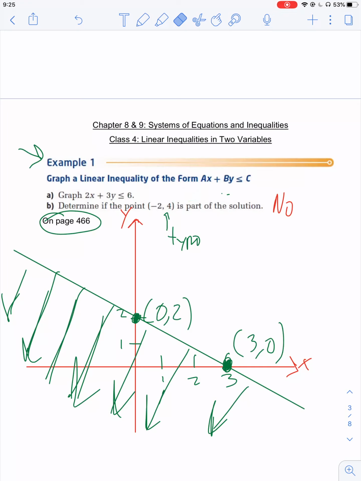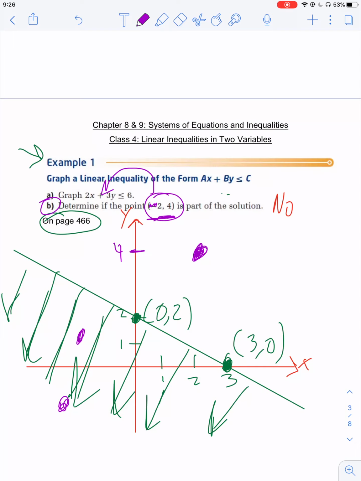Oh, and there is a typo actually for question B. So let me just do this in purple. For question B, there is a typo. In your textbook, they're asking you to determine whether this point is part of the solution, but they're not using this point. They're actually using the point 2 comma 4. And as you can see, 2 comma 4 will be somewhere up here, right? If this is 2, then this is probably 4. So it's not within your region. Anything that falls within this region is good, but one way to check is to replace the point 2 comma 4 in here and see if it satisfies that inequality, and you'll see that it doesn't.